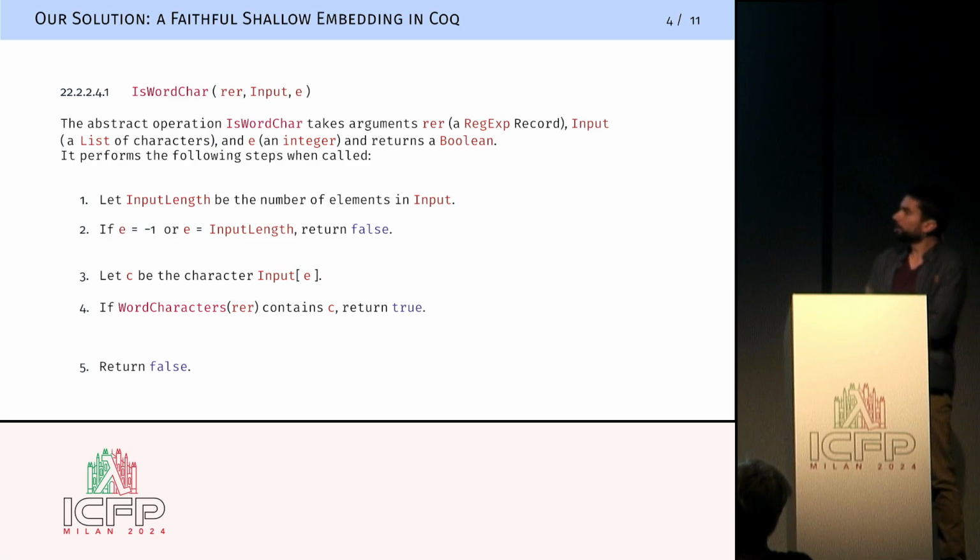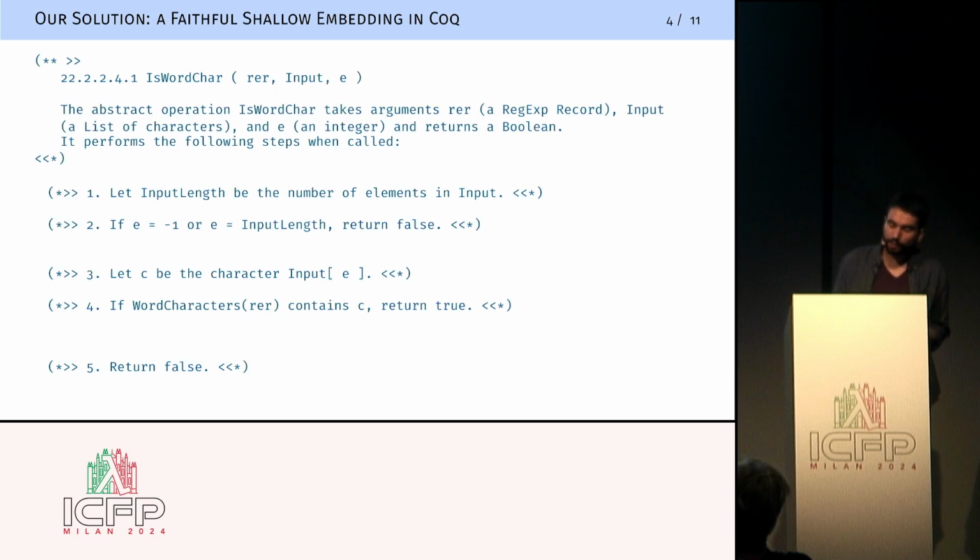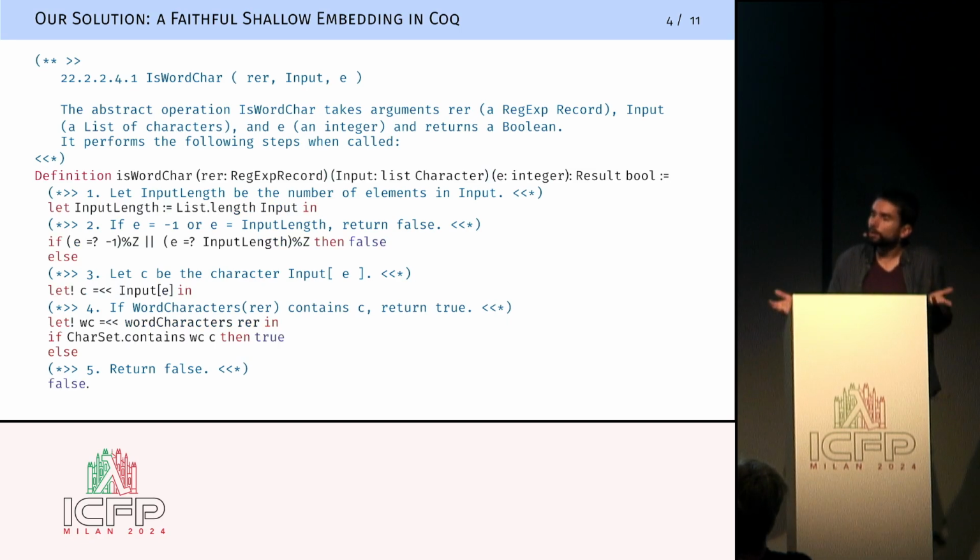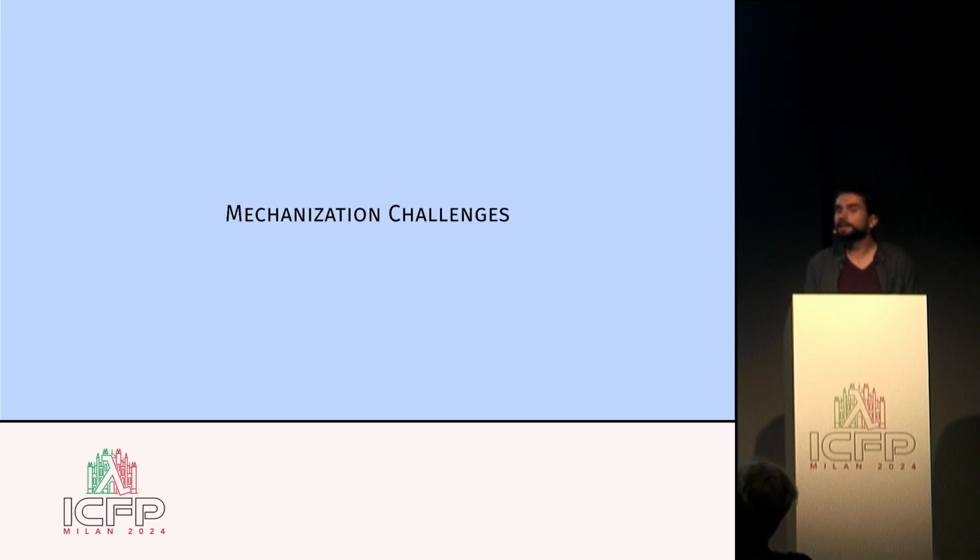So we take one function from the specification, this one, for instance. So once again, some description and then some pseudocode instruction. And then we turn each and every line into Coq comments. And next, we just fill in the blanks with equivalent Coq lines that actually implement the pseudocode. And if you repeat this process thousands of times, you get a full mechanization of the regex chapter of ECMAScript. Now, how do we get to this point? How do we get to that shallow embedding? I would like to highlight just a few mechanization challenges that we encountered along the way.